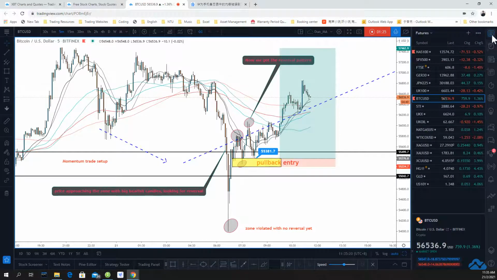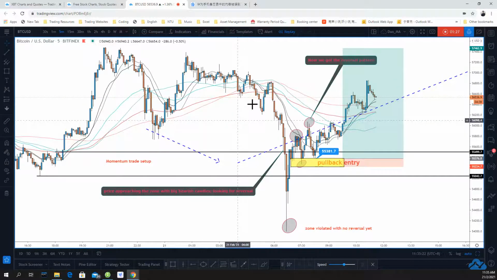Let's make it larger. There we go. So we can see, this is when I published the idea. Price goes up to hit the target and then comes back all the way around. Just let me check the time. 6:45 Beijing time, so it's early in the morning.